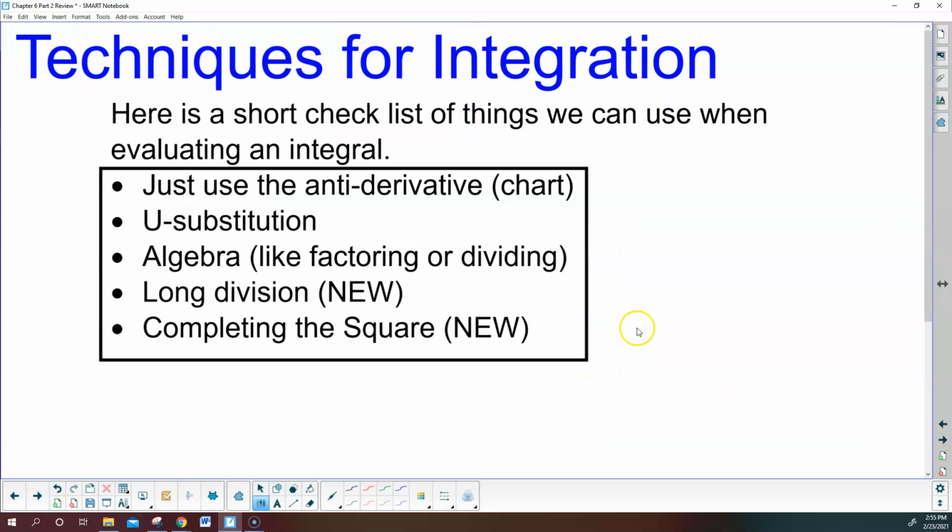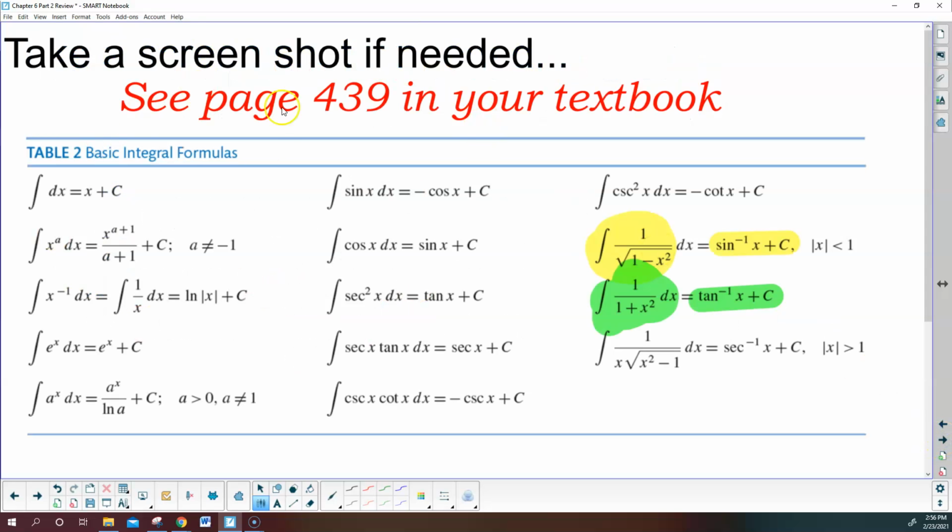Okay, so to review, think of this as just your checklist, right? If you can use the antiderivative chart, you're done. If that doesn't work, I always try algebra, like factoring or dividing something out. If that doesn't work, we usually rely on u substitution. If those three don't work, then we have the new material we learned the other day, long division and completing the square. So this is the page that we talked about from your textbook, page 439. These are your facts. This is your chart. If you see it on there, you're good to go.